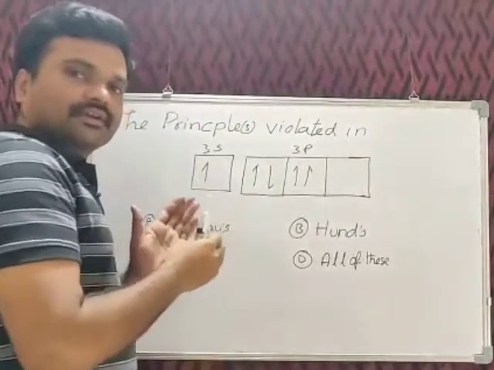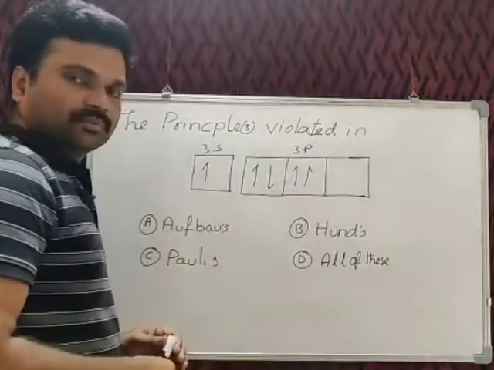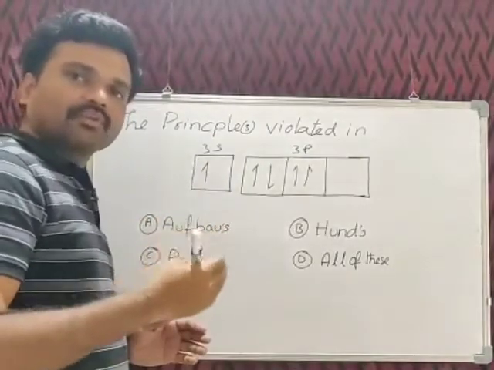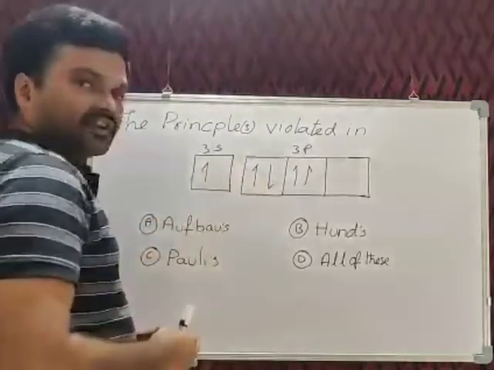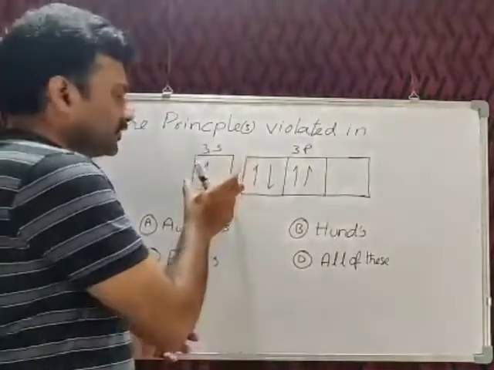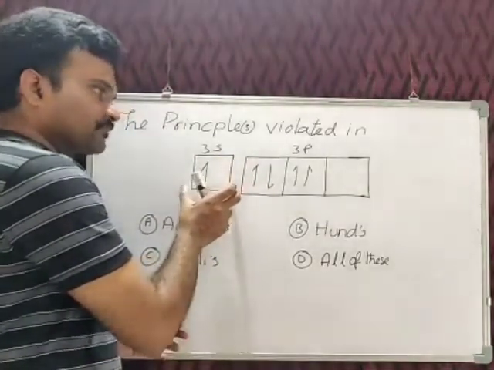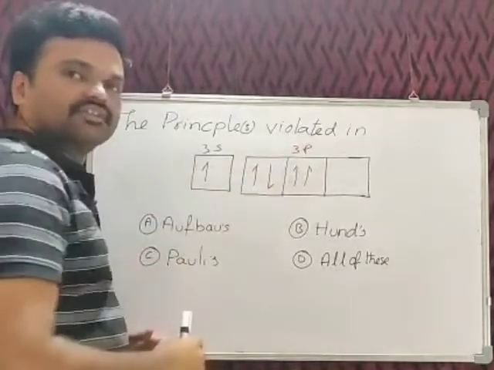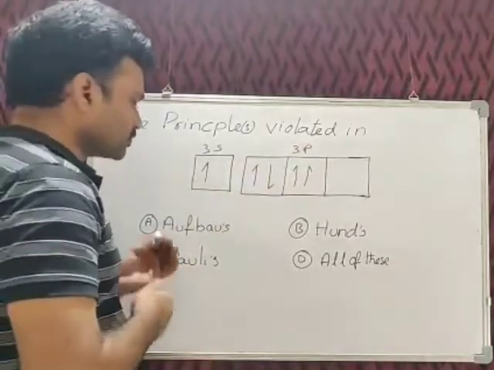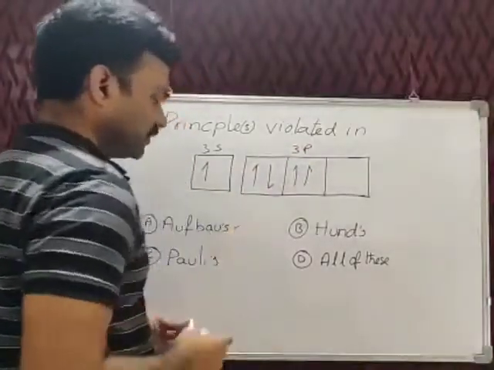This is contrary to the Aufbau principle. That we can say the Aufbau principle is violated in this configuration. That means without completely filling the lower energy level 3s, electrons entered into the higher energy level 3p. So the Aufbau principle is violated in this configuration.